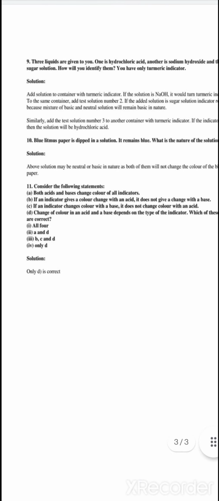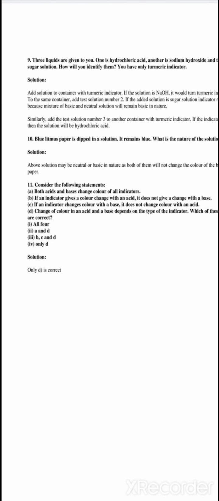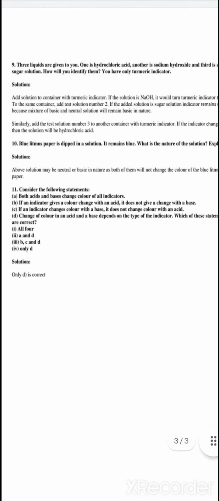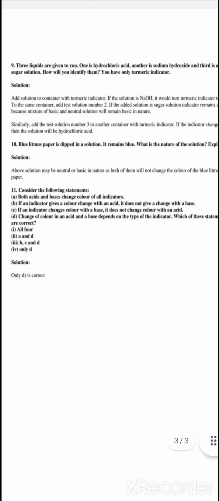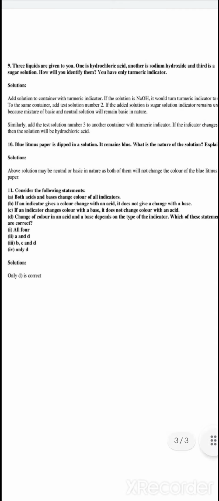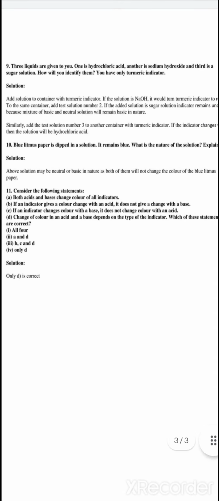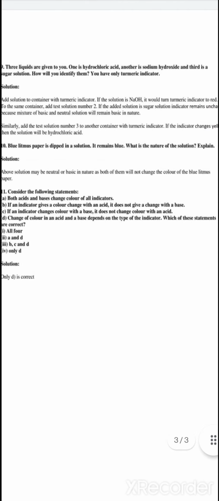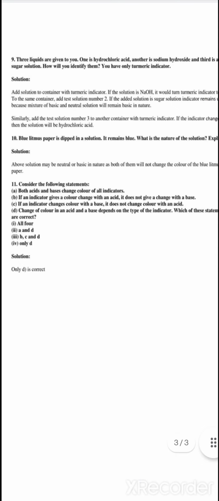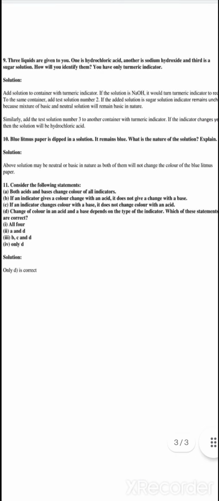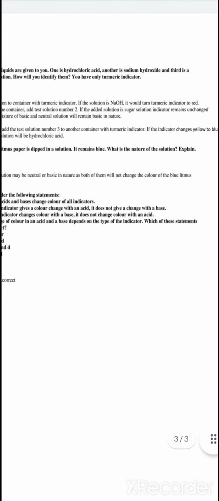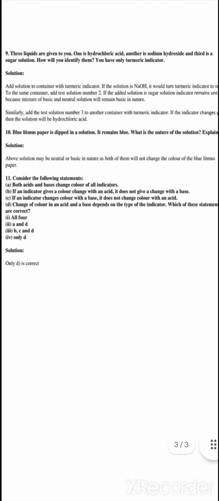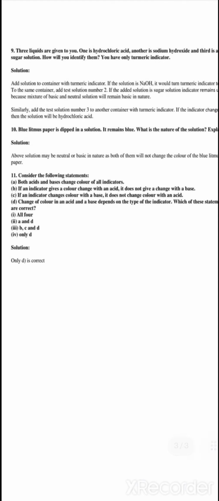Next 11, consider the following statements. Here 4 statements are given. Now among the 4, first I am reading them. One, both acid and bases change color of all indicators. Second, if an indicator gives a color change with an acid, it does not give a change with a base. Third, if an indicator changes color with a base, it does not change color with an acid. And 4, change of color in an acid and a base depends on the type of indicator. Now which statement is correct?